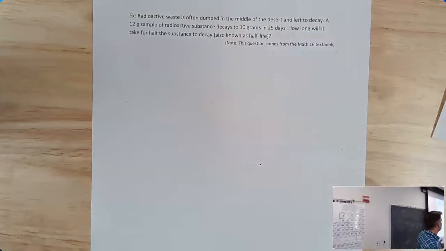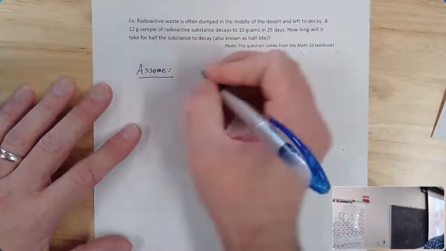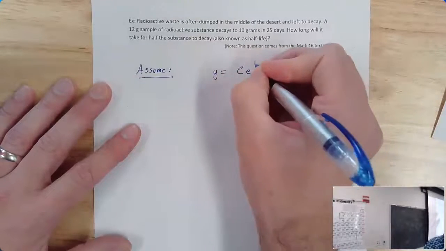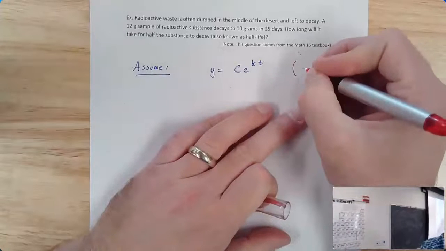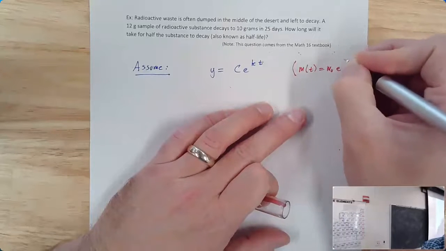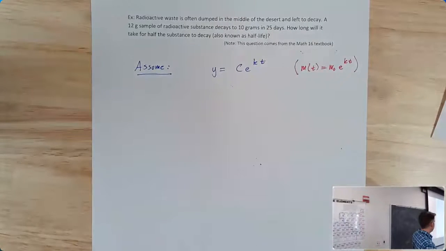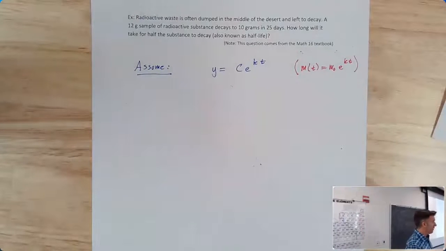Yeah, but you should always assume, if you're talking about radioactive substances, that they mean it's decaying exponentially. That is the normal assumption. So we're going to make the assumption of the usual model that y equals Ce^(kt). I will point out that in some textbooks they like to use specifically lowercase m of t equals m naught e^(kt), where lowercase m stands for the mass that you have. So just be aware, there's totally different ways of writing it, but we're just going to stick with this because it's nice and easy. And it'd be totally fine to use either one.